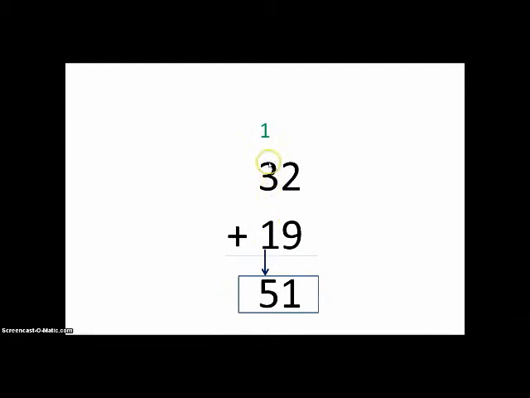So we add our tens, 3 plus 1, but here's what's tricky here. We have to add in that new 10. So we add all 3 of these numbers together. 1 plus 3 is 4, plus 1 gives you 5. So our answer is 51 for this problem.